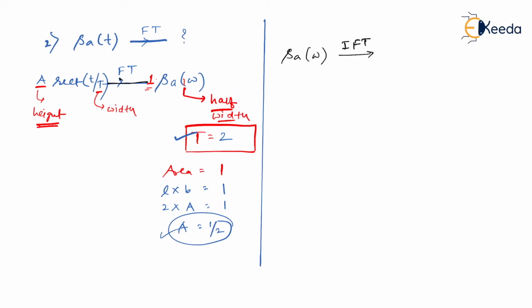We know that if this is a Fourier transform, in a reverse way, its inverse Fourier transform is a rect of t by capital T, where the value is 1 by 2. You have a rect function t by a width of 2. I'm sure you understood how we get the width. Remember, here the coefficient of omega always indicates half width. So when I say 1 is half width, then the actual width will be equal to 2, right? So this is your final inverse Fourier transform.